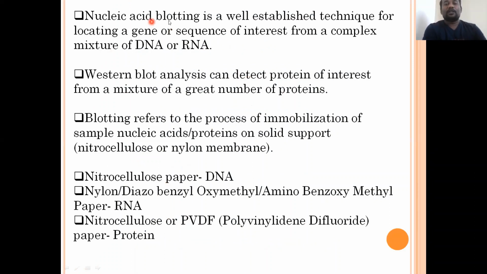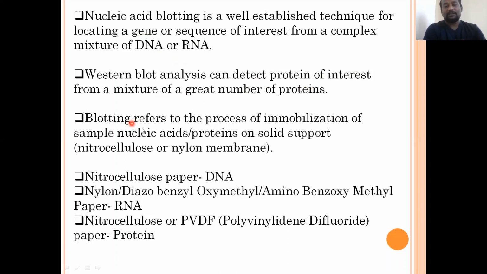So nucleic acid blotting is a well-established technique for locating a gene or a sequence of interest from a complex mixture of DNA or RNA. Southern blotting and Northern blotting can detect any gene or sequence of interest from a complex mixture of DNA or RNA. Western blot analysis can detect a protein of interest from a mixture of a great number of proteins.